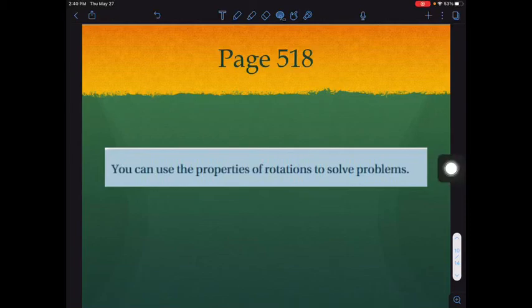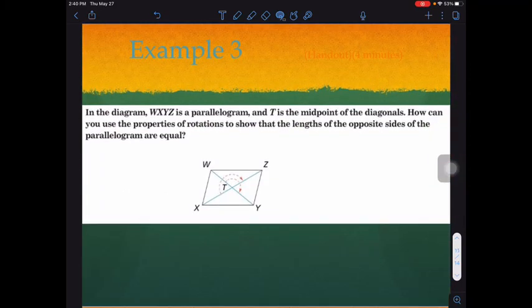Section 8.3, Example 3 on page 518: you can use the properties of rotations to solve problems. Example 3 says, in the diagram, WXYZ is a parallelogram, and T is the midpoint of the diagonals. How can you use the properties of rotation to show that the lengths of the opposite sides of the parallelogram are equal? So we have a parallelogram.